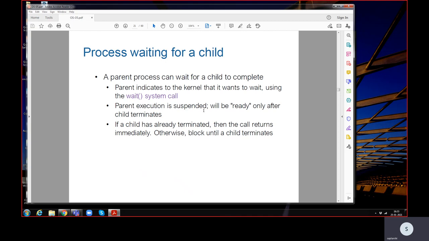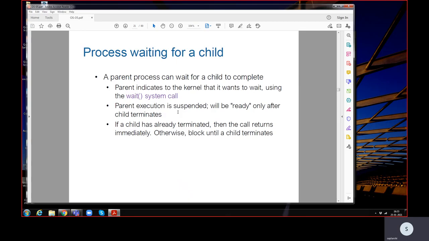And it will become ready only after the child terminates. So that is what the parent process has indicated: I want to wait for a terminate or complete. So now this parent process is no longer ready. It is kind of suspended, or waiting for an event, which is completion of a child. This parent process will become ready only after the child terminates.